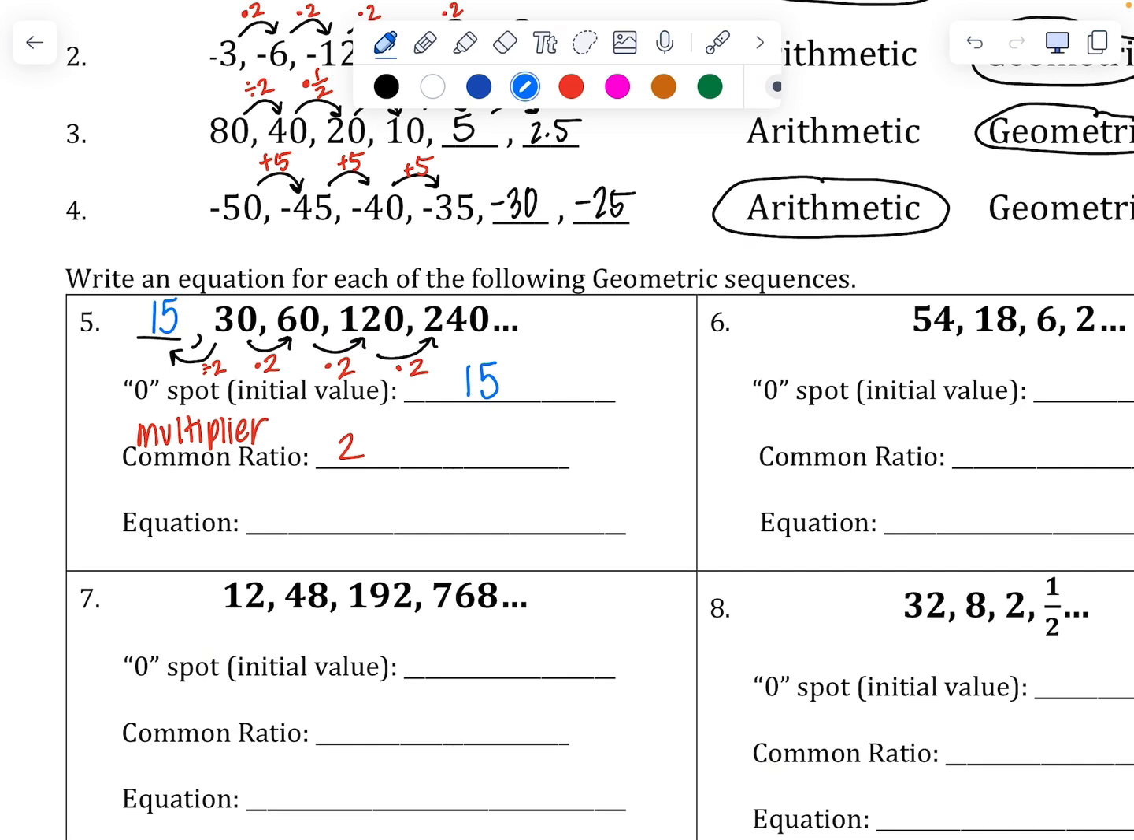How do I write an equation for this? I definitely need an equal sign. I need a y and I need an x. Input, output. You always do y equals the starting value, your 0 spot, which is 15, parenthesis, times 2 to the power of x. That is how you write exponential functions. Okay? Take your initial value and you're constantly multiplying 2 to the power of x. Any questions?